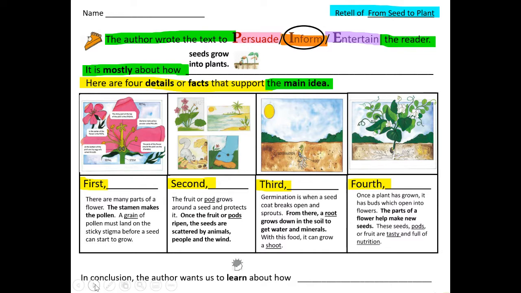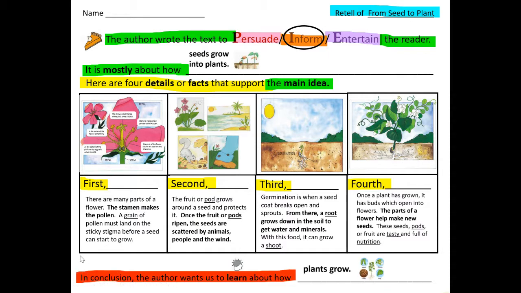In conclusion, the author wants us to learn about how. Now, this is related to the main idea up here. And remember, the main idea and the conclusion are the green parts of our paragraph. Green means go. State your topic. Say what the text is mostly about. In conclusion, the author wants us to learn about how plants grow or how seeds grow into plants and the stages of how a seed grows into a plant.